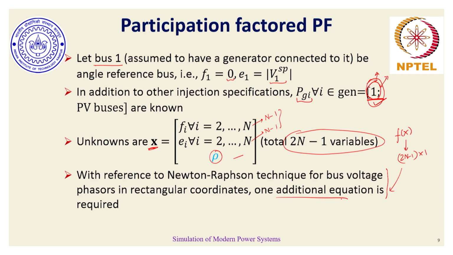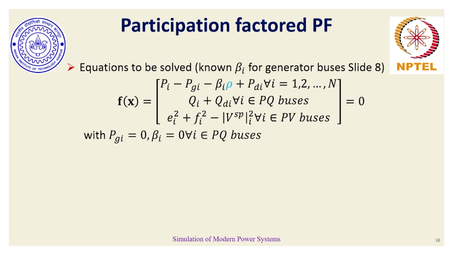Please note that in participation factored power flow, like in the single slack bus case, we have only one angle reference bus, which we have chosen as bus 1, but bus 1 is not necessarily a slack bus. Compared to what the participation factor is for other generator buses, there can be more than one slack bus. So that's what brings in the equation number 1, I is equal to 1 case also.